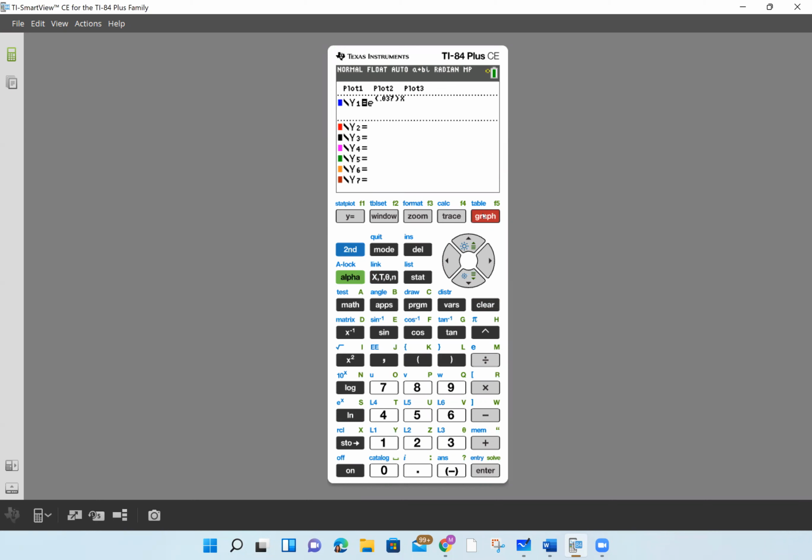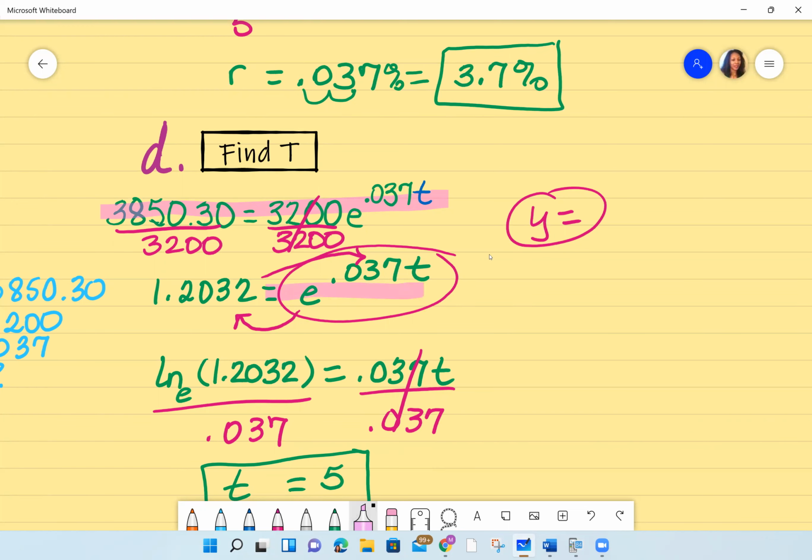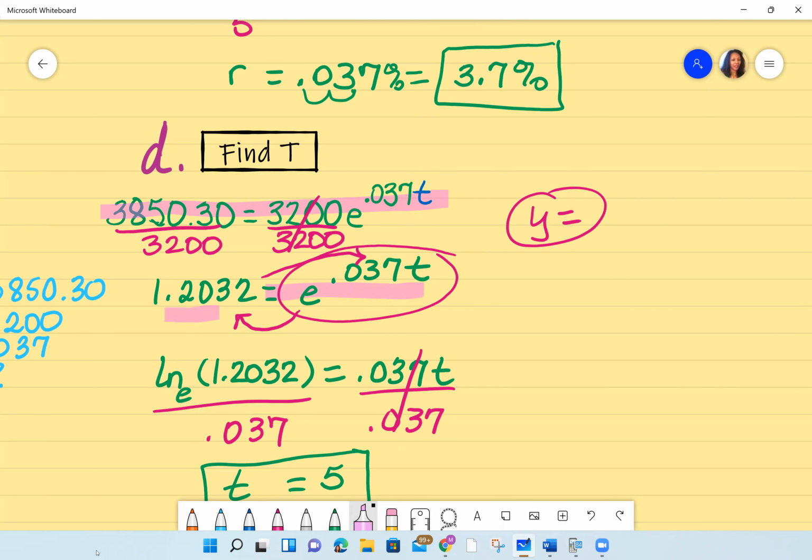Go to second graph, which is my table. Go over to Y sub 1, and I'm looking for 1.2032 or close to it. I see right here, or I can look down here at the bottom, that when Y is 1.2032, X is 5. So that's another way that if you wanted to verify your answer, you could do that.